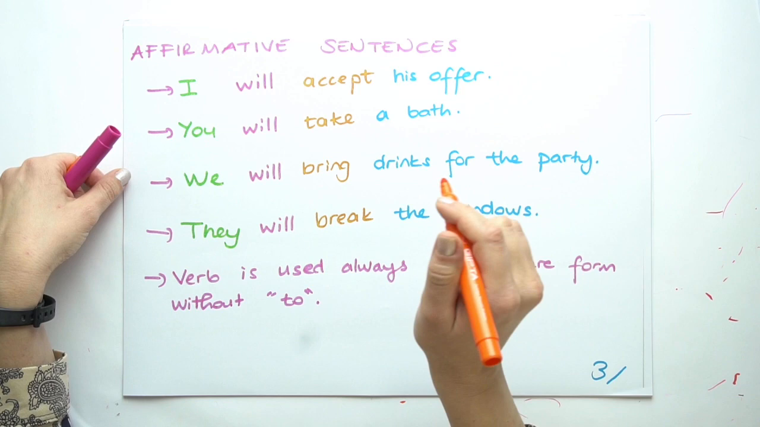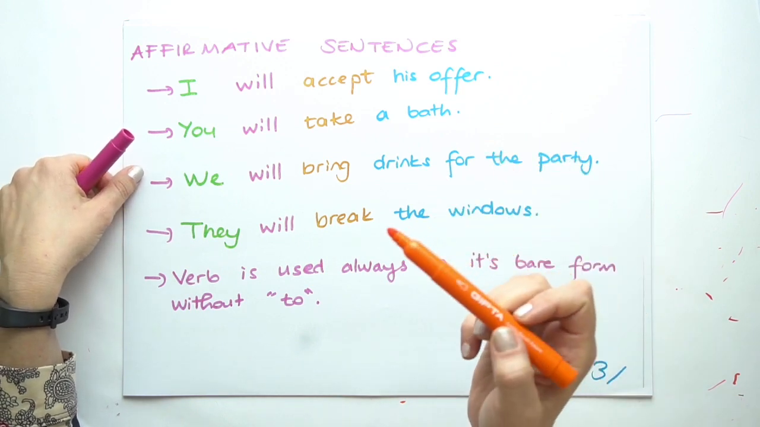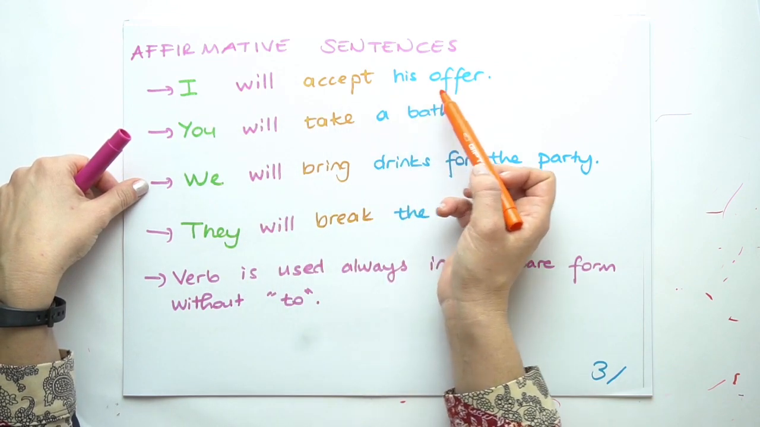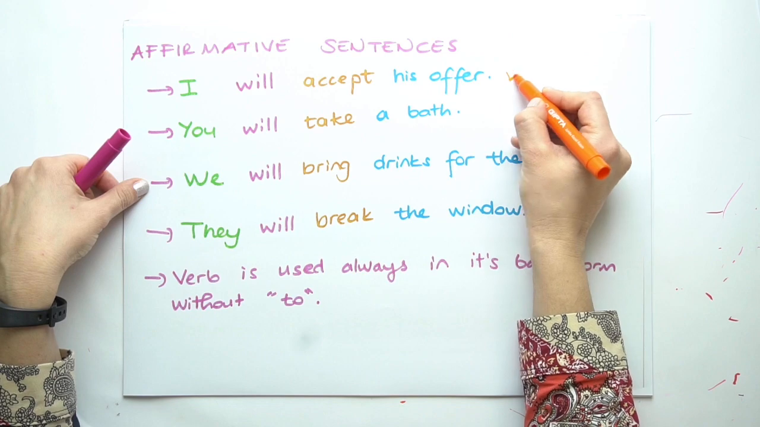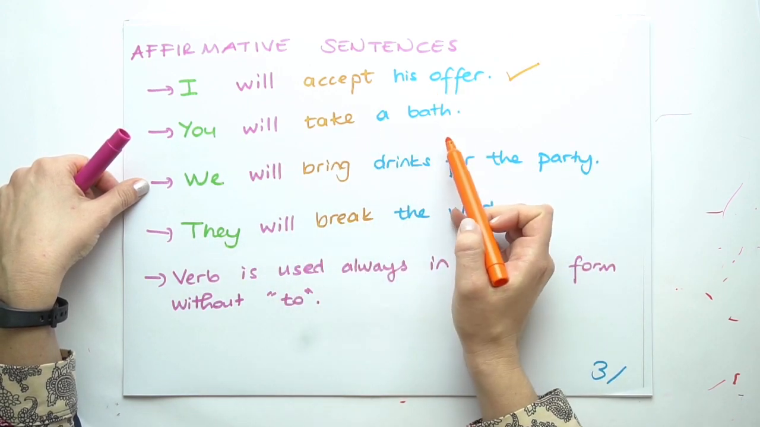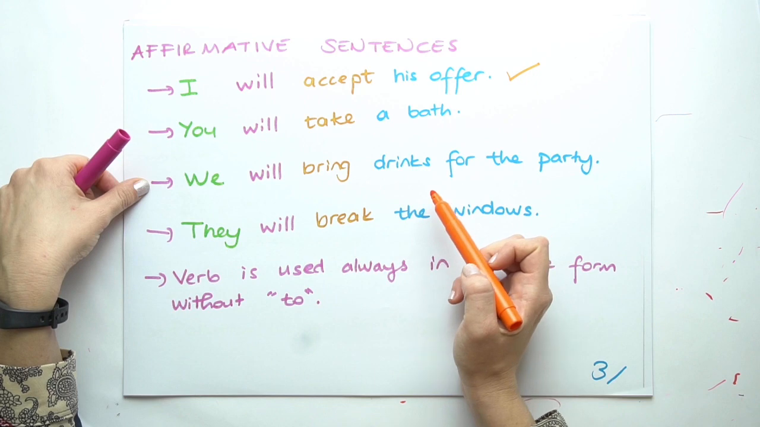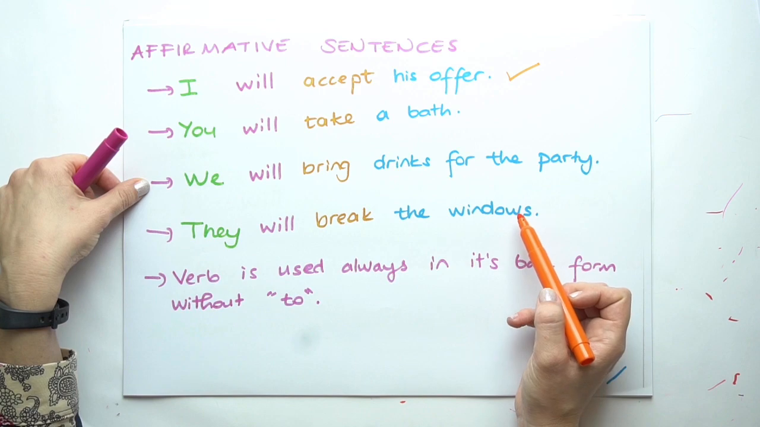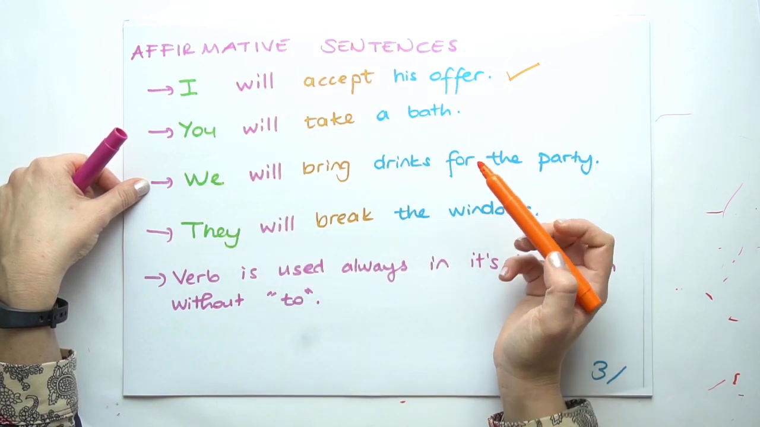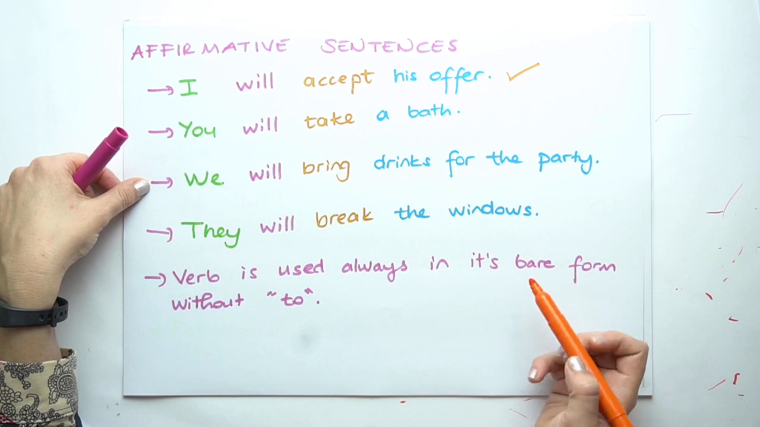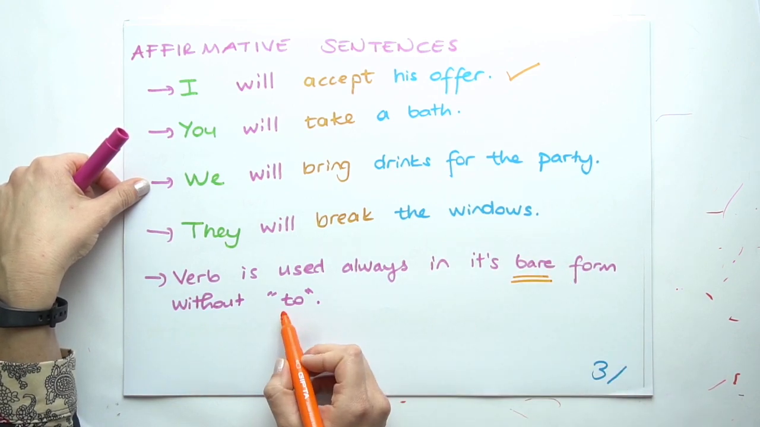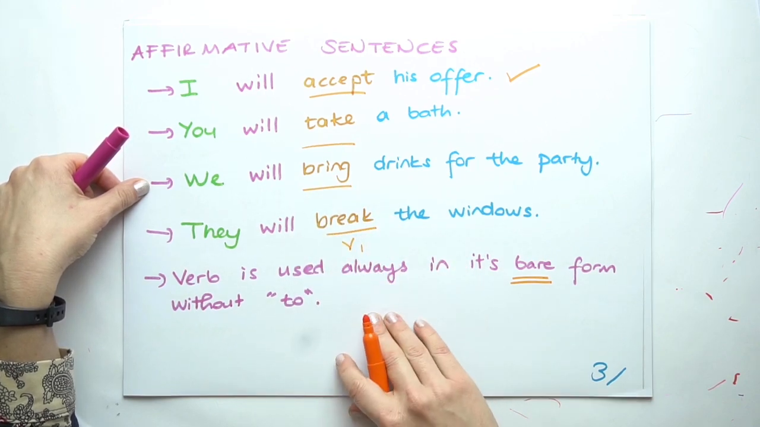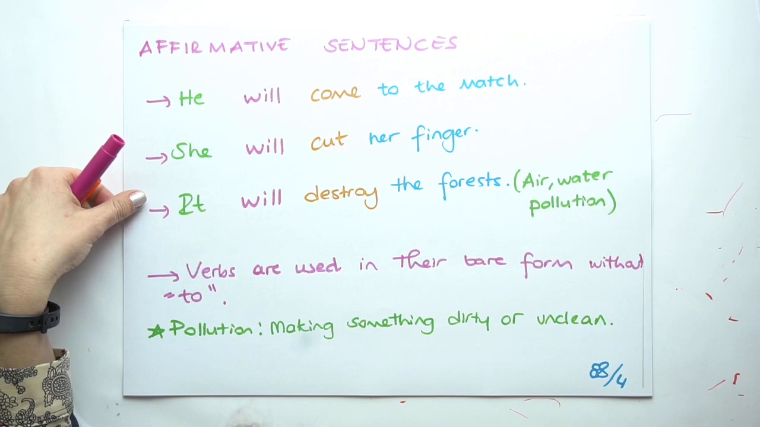In affirmative, positive sentences, this is how we use will. I will accept his offer. That's a positive sentence. You will take a bath. We will bring drinks for the party. Or they will break the windows. Also, here you can see that the verb is always used in its bare form, without to. Accept, take, bring, and break are all in their first bare form.